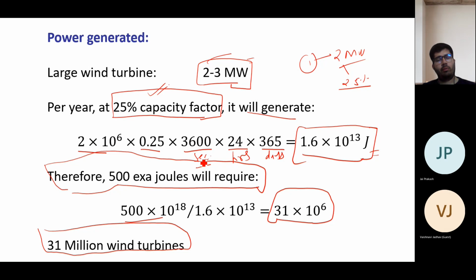Per year, so we are considering 365 days. Based on that, you can find out the energy, and the 500 exajoules will be required. How many wind turbines? Just divide the 500 into 10 power 18 by the energy of one wind turbine. You will get the number of wind turbines required.